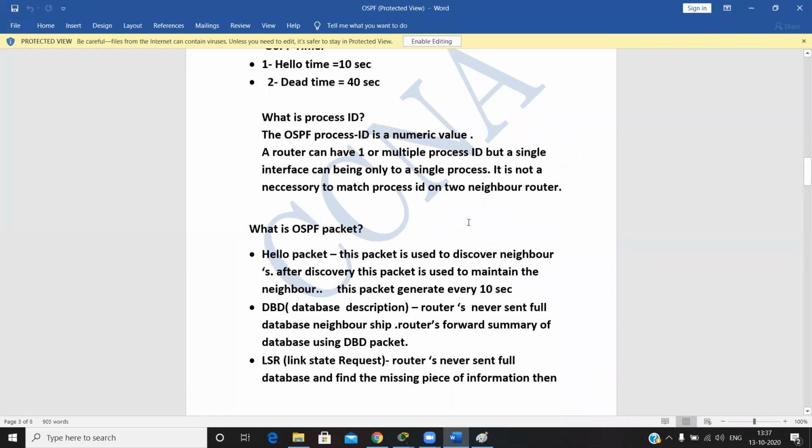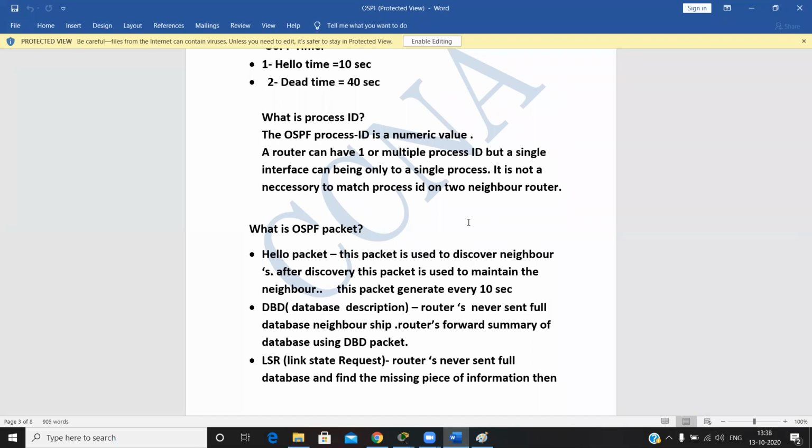So what is the process ID? The process ID is a numerical value. A router can have one or multiple process IDs, but a single interface can run a single process. It is not necessary to match the process ID on two neighbor routers.